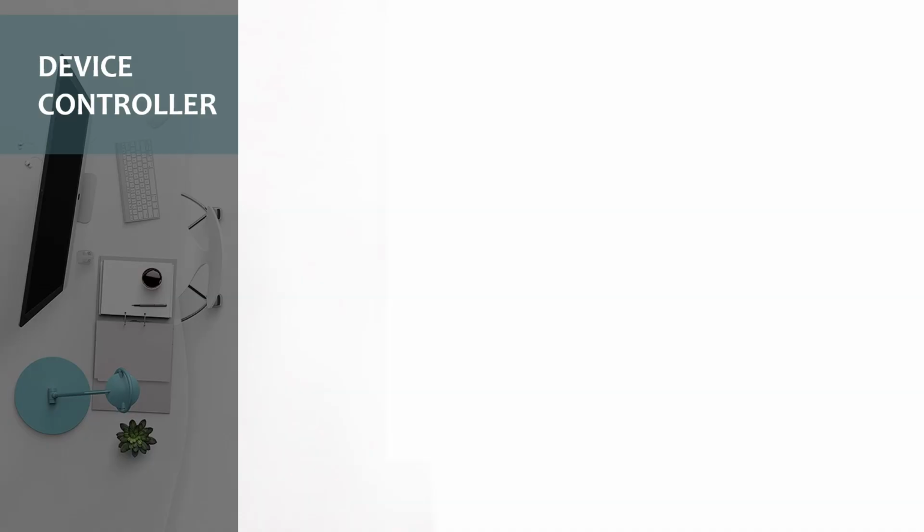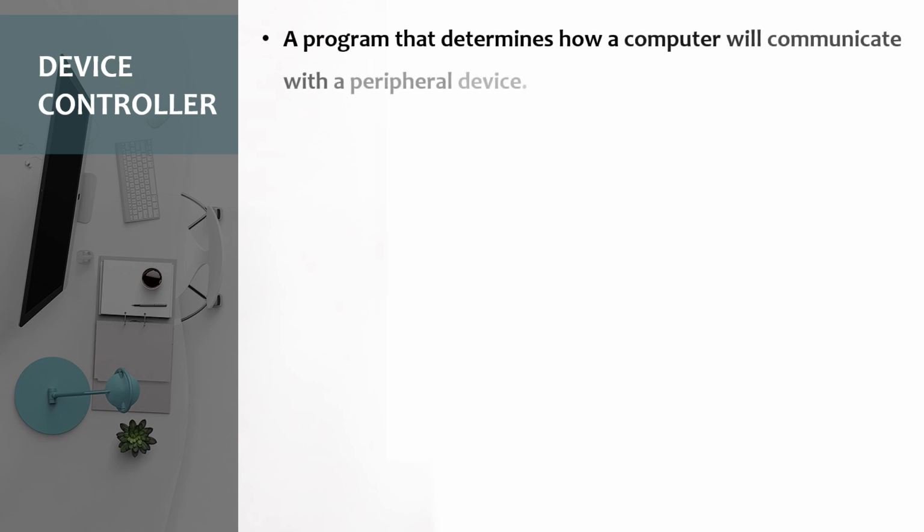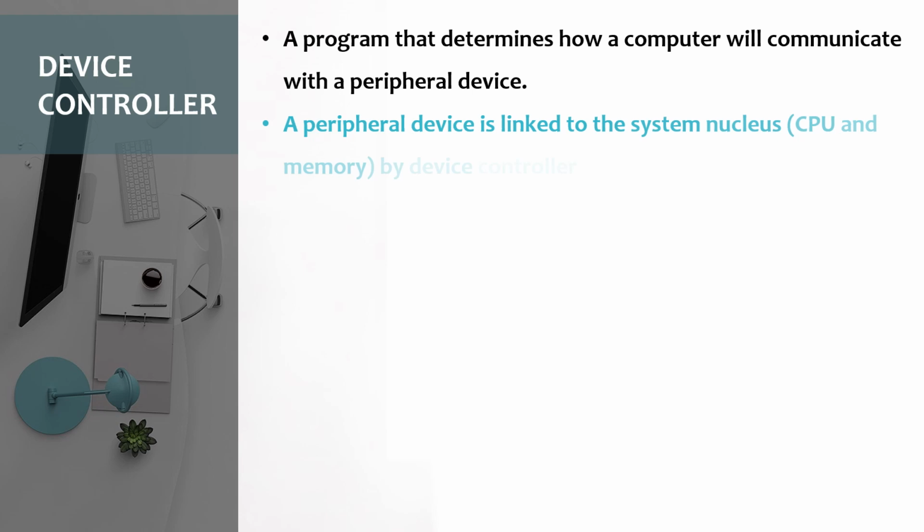So let's now sum up all the points of a device controller which we have already discussed. What is a device controller? It's a program that determines how a computer will communicate with a peripheral device, right? Then a peripheral device is linked to the system nucleus by the device controller. System nucleus is nothing but the CPU plus memory. We have already discussed this point.